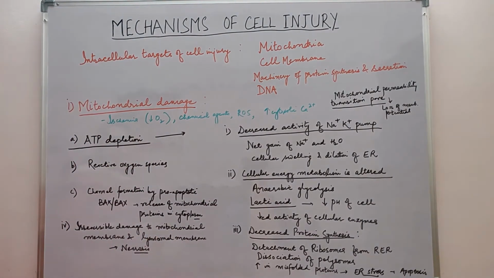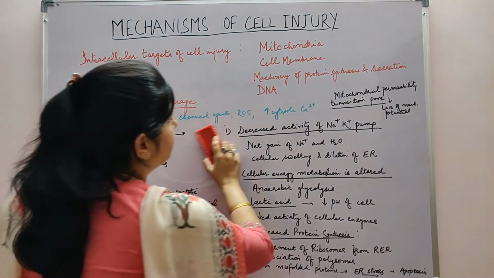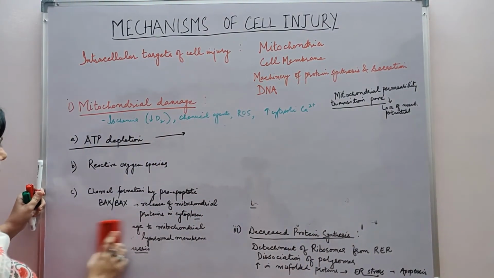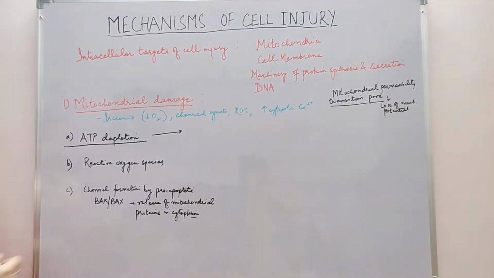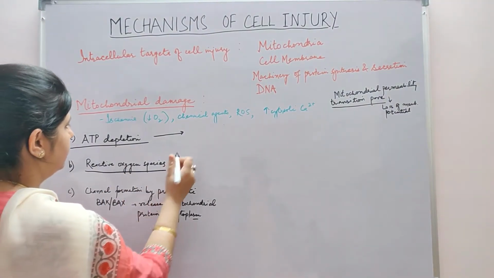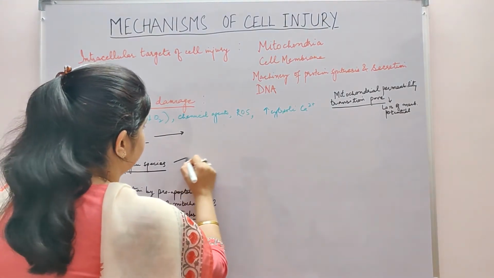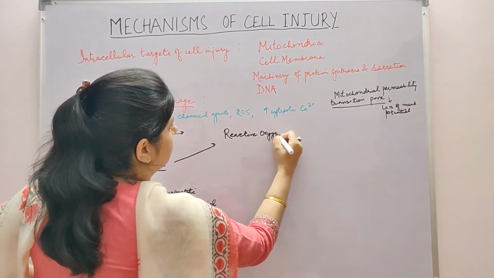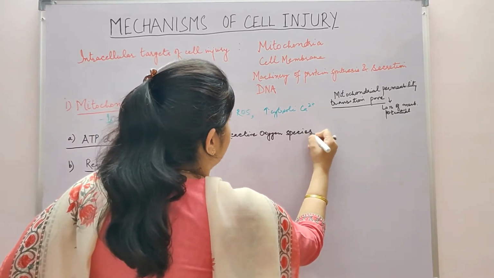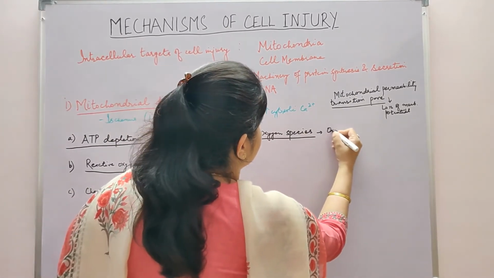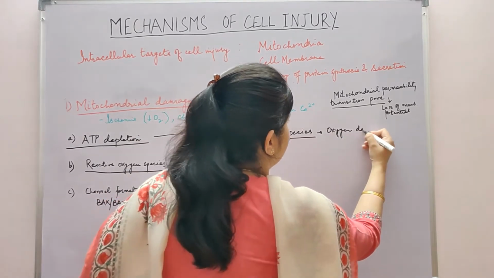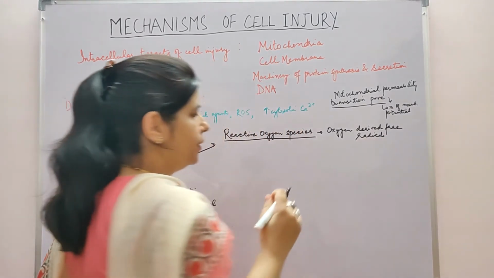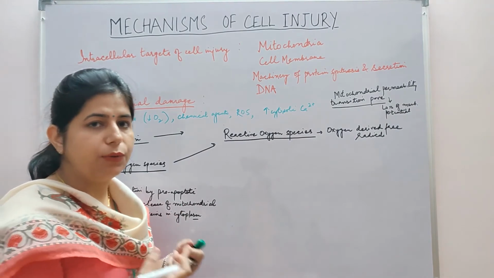So coming on to the next consequence of mitochondrial damage, reactive oxygen species. So what are reactive oxygen species? These are oxygen derived free radicals. What are free radicals? Free radicals are chemical species that have an unpaired electron in the outer orbit.